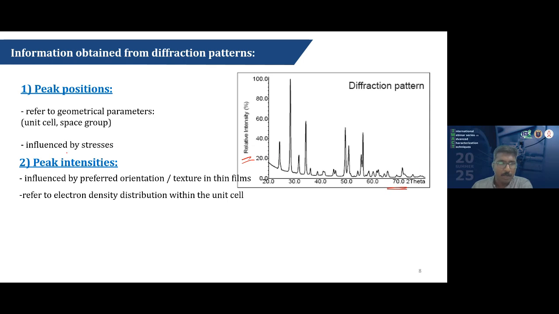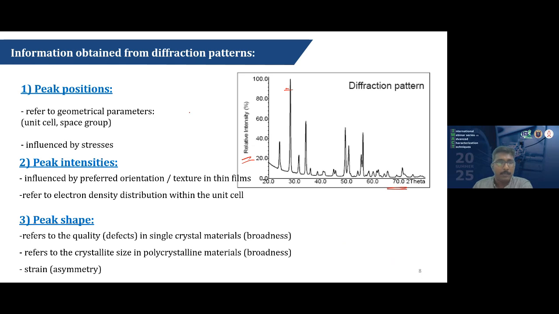The second thing we have to note is the peak intensity. The peak intensity is directly proportional to the preferred orientation in the sample. That is, how many planes are parallelly oriented within the sample. If the number of parallelly oriented planes is very large, the peak intensity of that particular peak will be large.